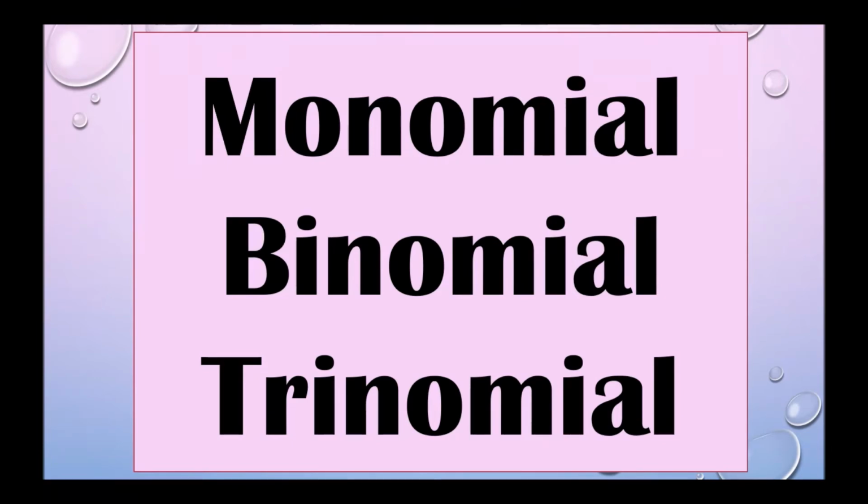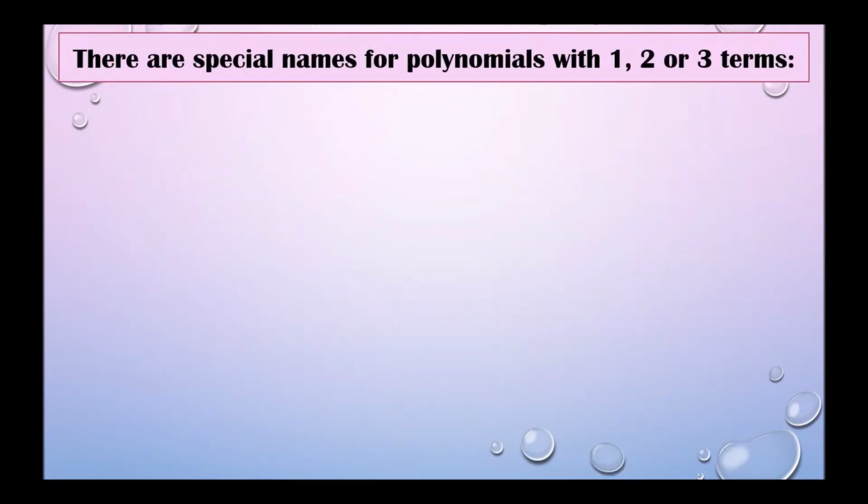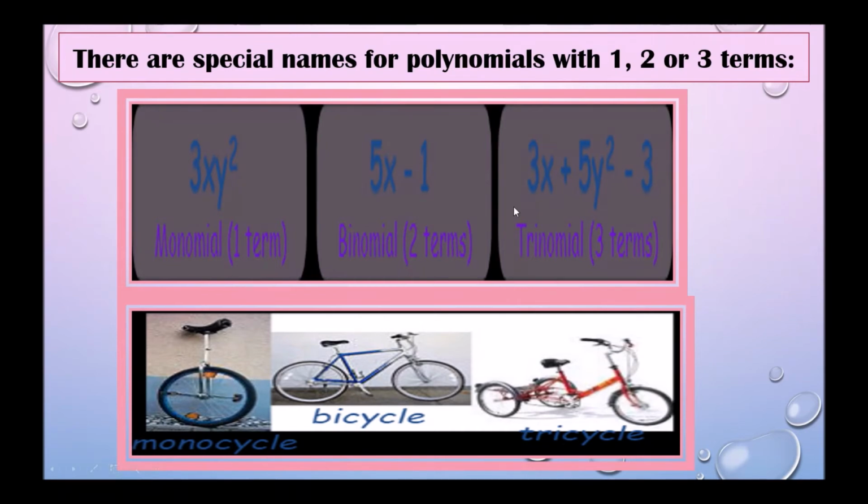Now there are 3 terms which are there in the polynomials: monomial, binomial and trinomial. So let's see them in detail. These are the special names for the polynomials with 1, 2 or 3 terms. So for example 3xy square. In this only one term is there, that is 3xy square. So it is a monomial. 5x minus 1. Here the 2 terms are there, so it is binomial. Here 3x plus 5y square minus 3. There are three terms here that is known as trinomial. It is same as monocycle, bicycle or tricycle.